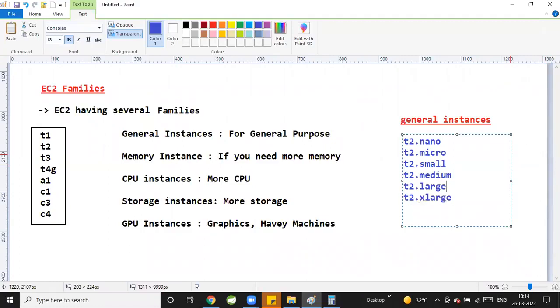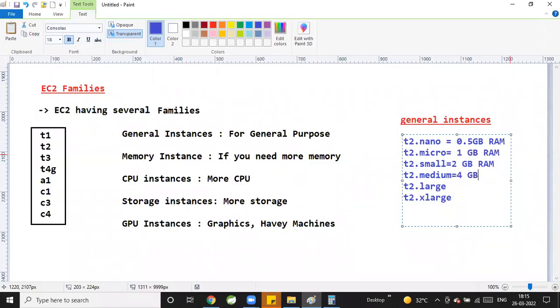So what is the difference here? T2.nano contains 0.5 GB RAM. What is the RAM capacity in T2.nano? 0.5 GB RAM. Micro has 1 GB RAM and 1 CPU. Small is 2 GB RAM. Medium is 4 GB RAM. I'm just telling you the difference between the types, right?